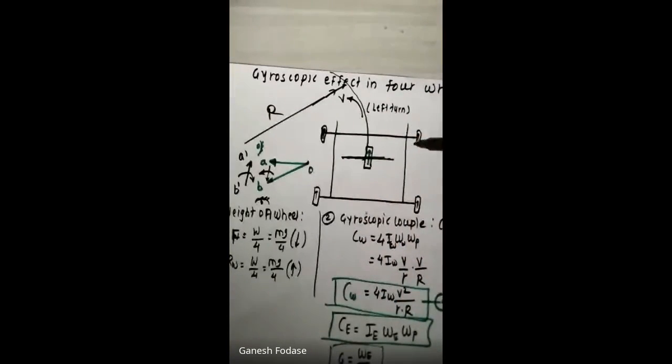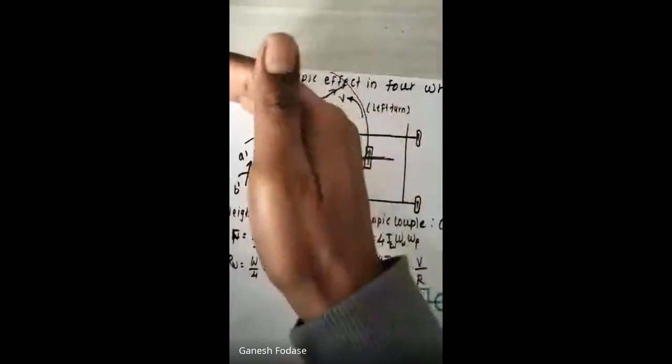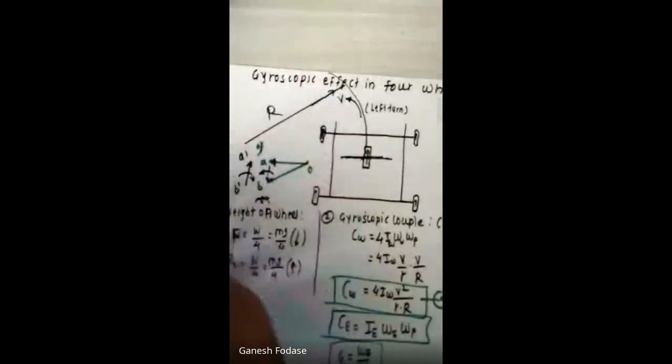Why am I calling them inner and outer? It is clear because taking a left turn, the vehicle moves like this. These are the outer wheels. These are the inner wheels.